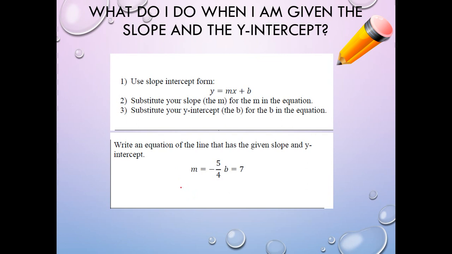So then you have notes on this foldable. I'm going to use y = mx + b. Now, I'm going to plug in my m, or substitute it. They said m was negative 5/4, so I have y = negative 5/4 x + b. Next, substitute your y-intercept, the b. So y = negative 5/4 x plus, what's my b? My b was 7.